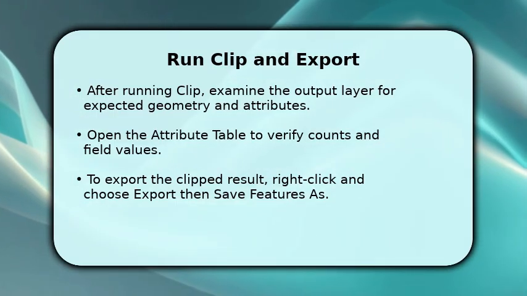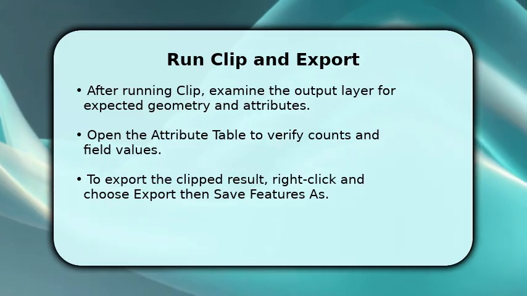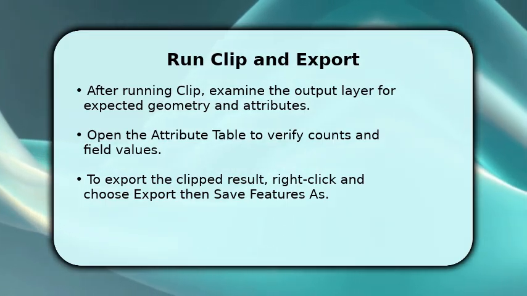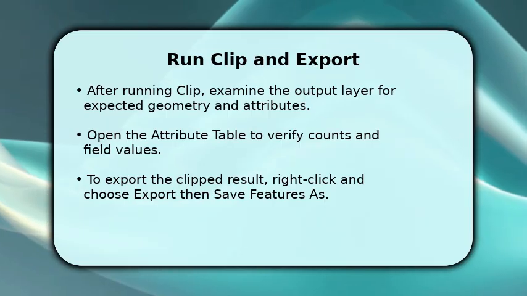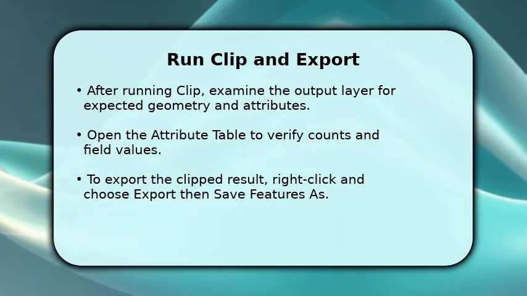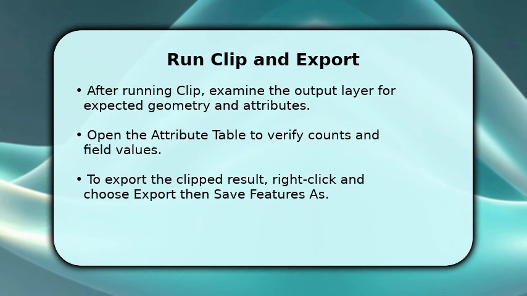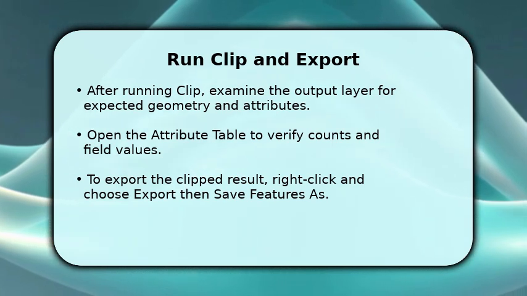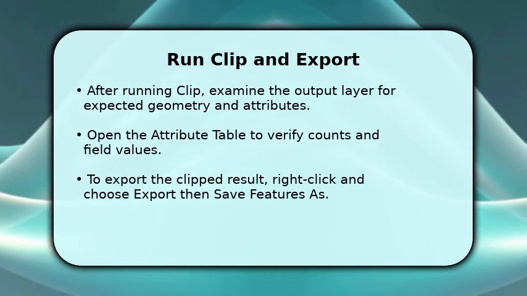To export the clipped result, right-click and choose Export then Save Features as. Choose GeoPackage or shapefile, encoding UTF-8, and pick a CRS. Load the saved file to confirm geometry integrity and attribute preservation visually.